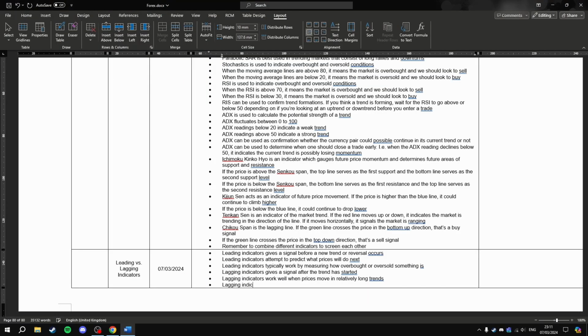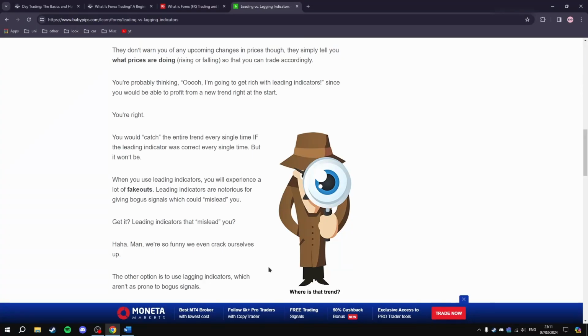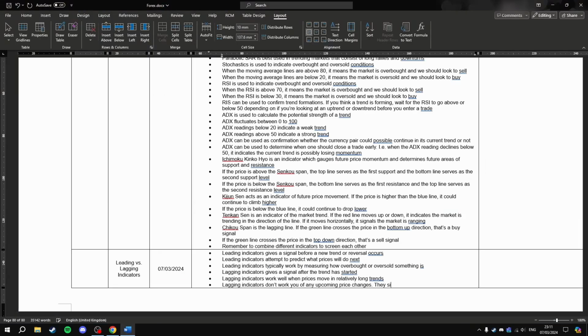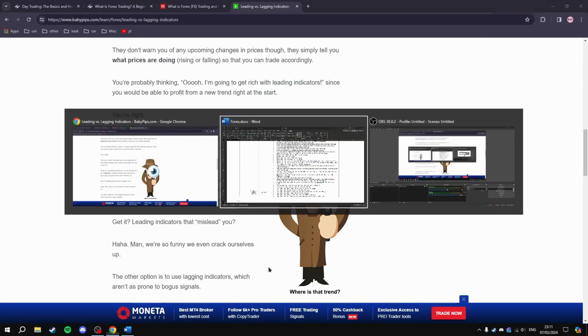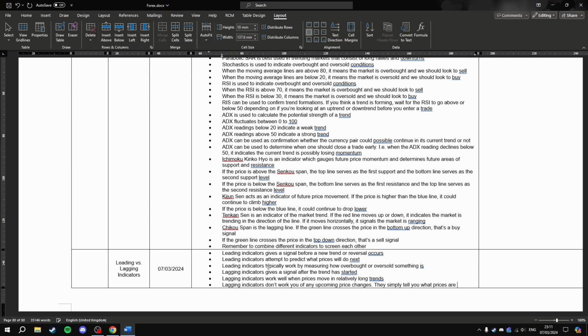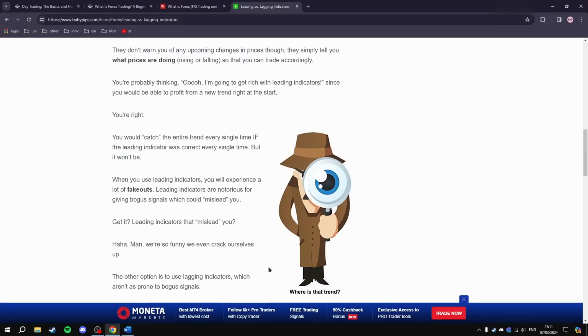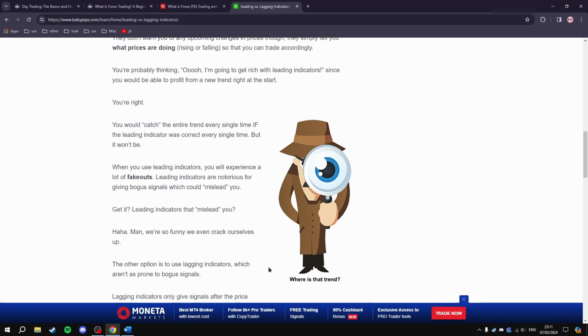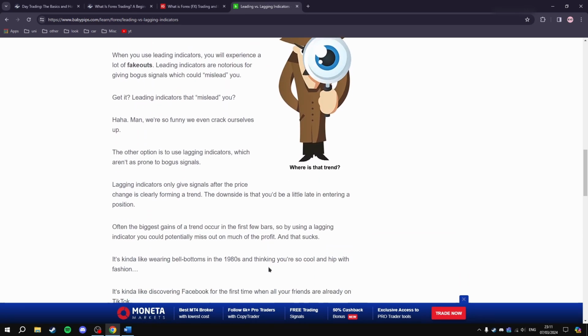Lagging indicators don't warn you of any upcoming price changes. They simply tell you what prices are doing. You're probably thinking, oh, I'm going to get rich with leading indicators, since you would be able to profit from a new trend right at the start. You're right. You would catch the entire trend every single time if the leading indicator was correct every single time, but it wouldn't be. When you use leading indicators, you will experience lots of fake outs.